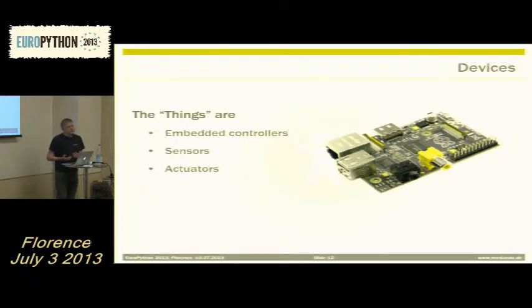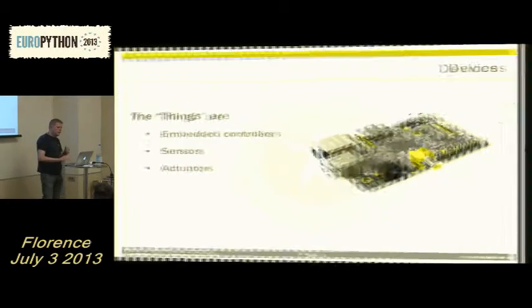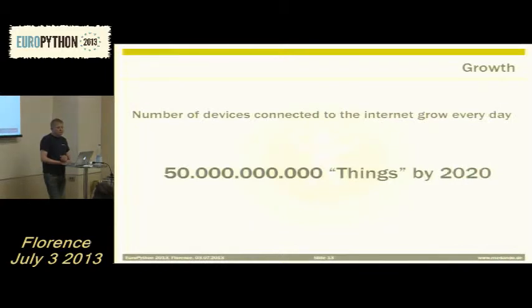In some parts of the world it's already happening that things are interacting. It's very common in closed systems, like in cars or in planes. There are a lot of things for different parts, and they are all interacting and building the whole system already. But this will grow, and there's a prediction of about 50 billion things connected by 2020. A massive number of small devices that are connected.